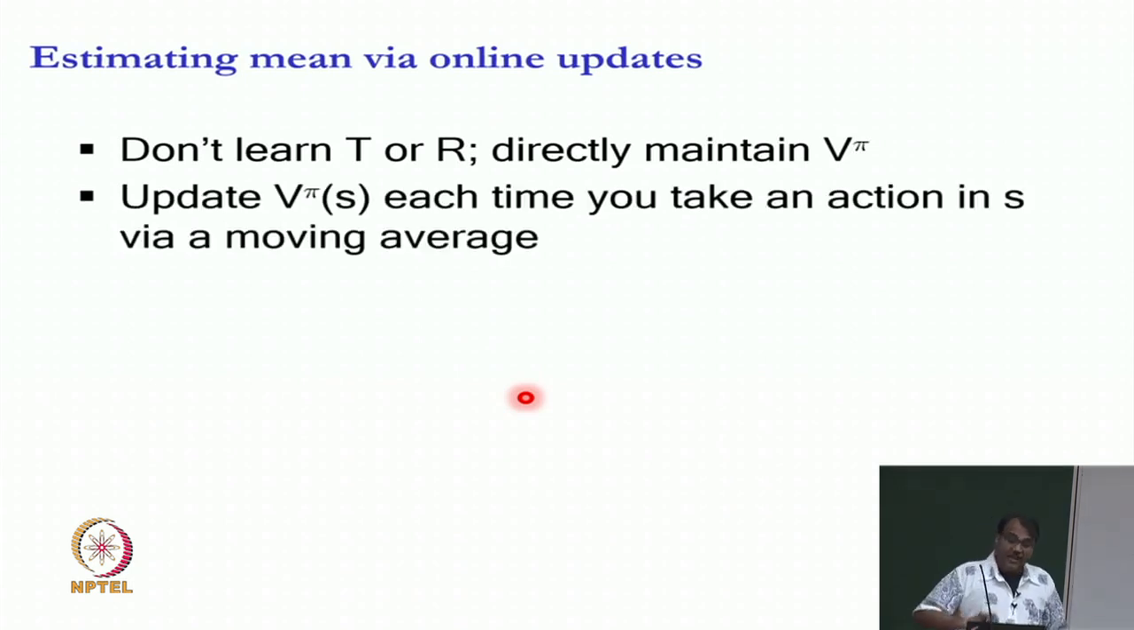Every time I am in S and I take an action, I update V pi of S using the old value of V pi of S prime. This algorithm is called temporal difference learning. We will talk about it more in the next class starting from this point.